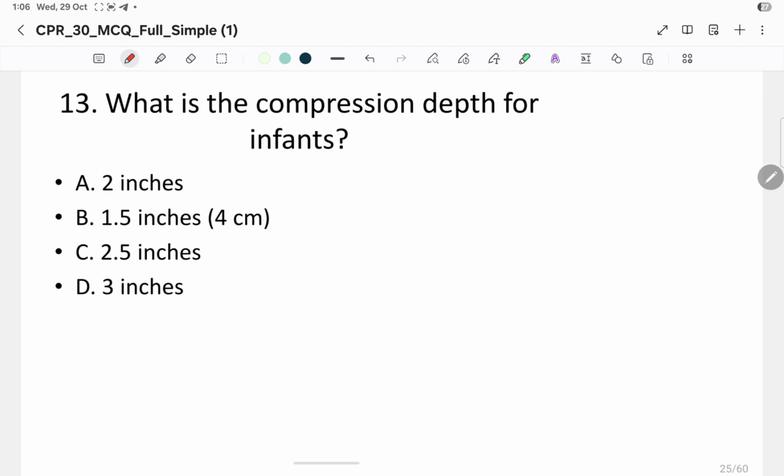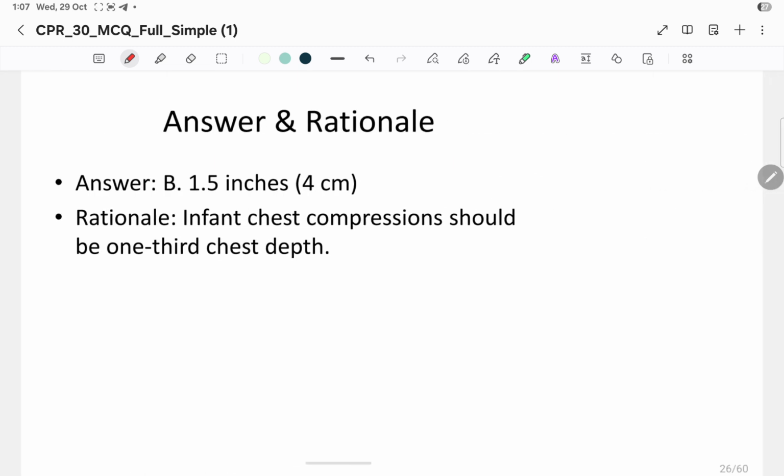Next, what is the compression depth for infants? Option A, 2 inches. B, 1.5 inches or 4 centimeters. C, 2.5 inches. D, 3 inches. And the correct answer is option B, 1.5 inches or 4 centimeters. Already discussed before this one.